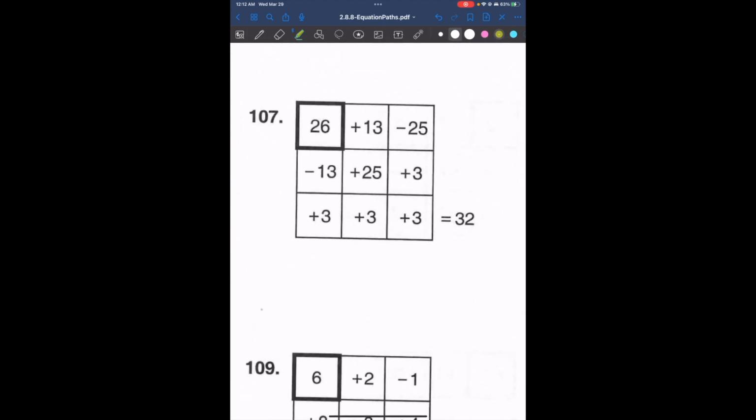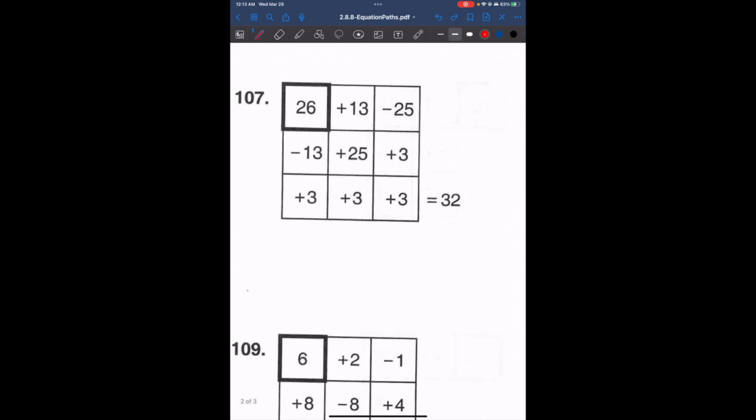Now I'll look at problem 107. So the starting number is 26, and we want to end with 32. Again, final number minus initial or starting number, and that is going to give us 6. So the numbers involved in the path must eventually add up to 6. Again, we see 3 and 3, so 3 plus 3 is 6, which is what we want in the path. So again, every other number involved in the path must cancel out so that eventually the only numbers that actually matter are these two 3s.